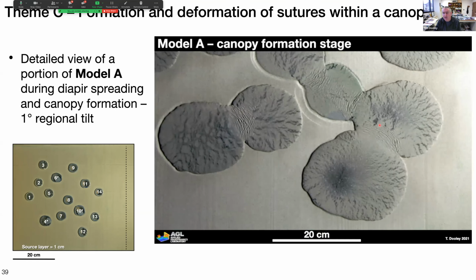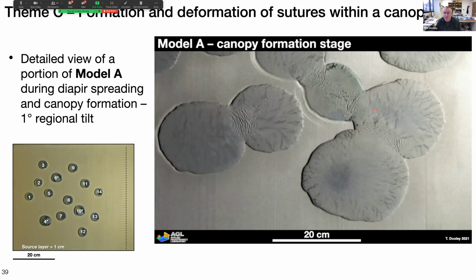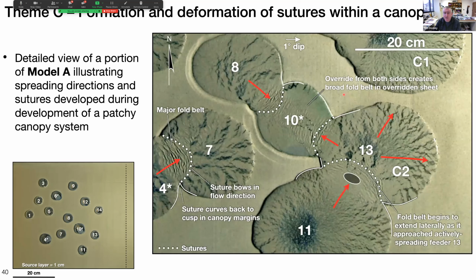What we also see here is flow that is almost opposite to our regional slope here, and we can see that our sheet in here is being overridden from here, and it's being overridden from here. And that's just shown on here.